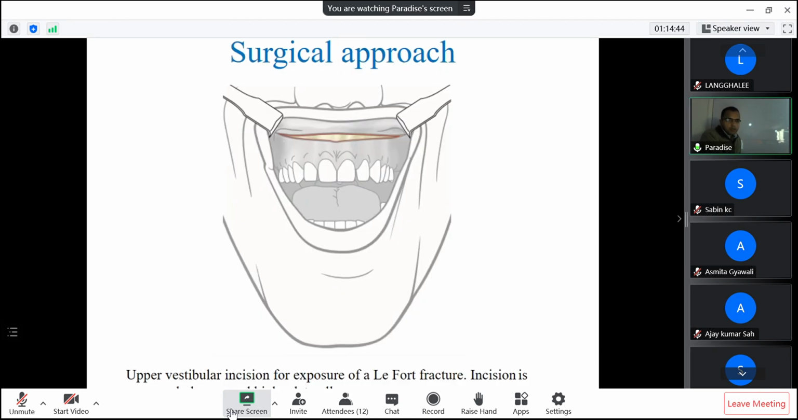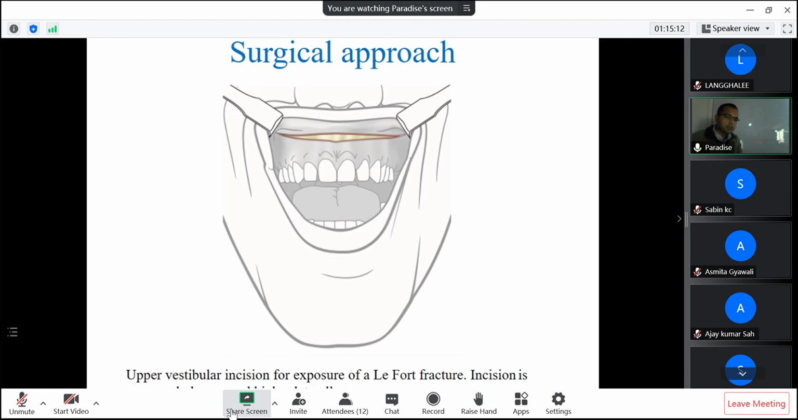Surgical approaches for Lee Fort 1 fracture or midface fracture. Most of the time, in case of midface fracture, we don't give extraoral incision, because if you give an extraoral incision, the scar mark will appear. That is a problem with appearance. So you have to consider that also. Never give incision directly over the face. Always give the incision from the transoral approach. Vestibular incision is preferred in case of midface fracture.